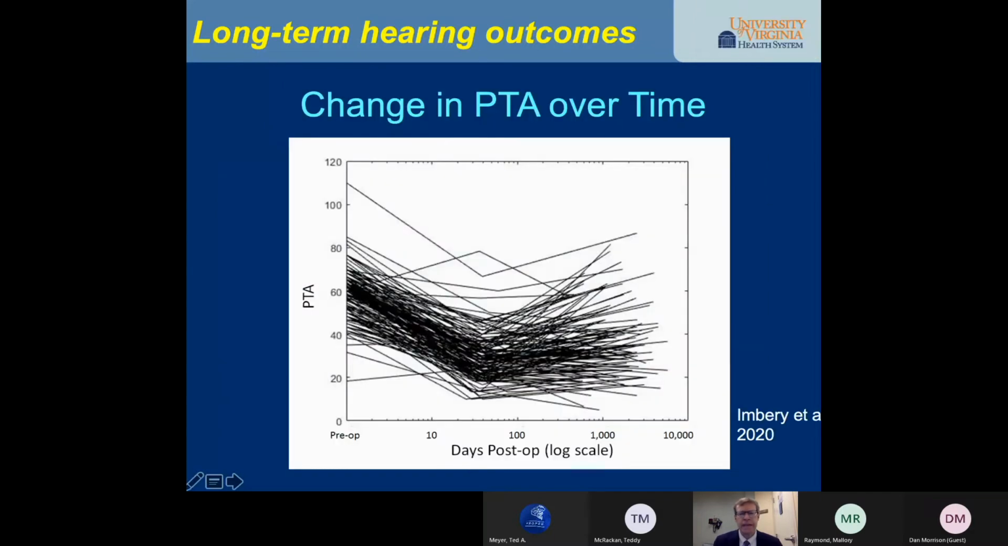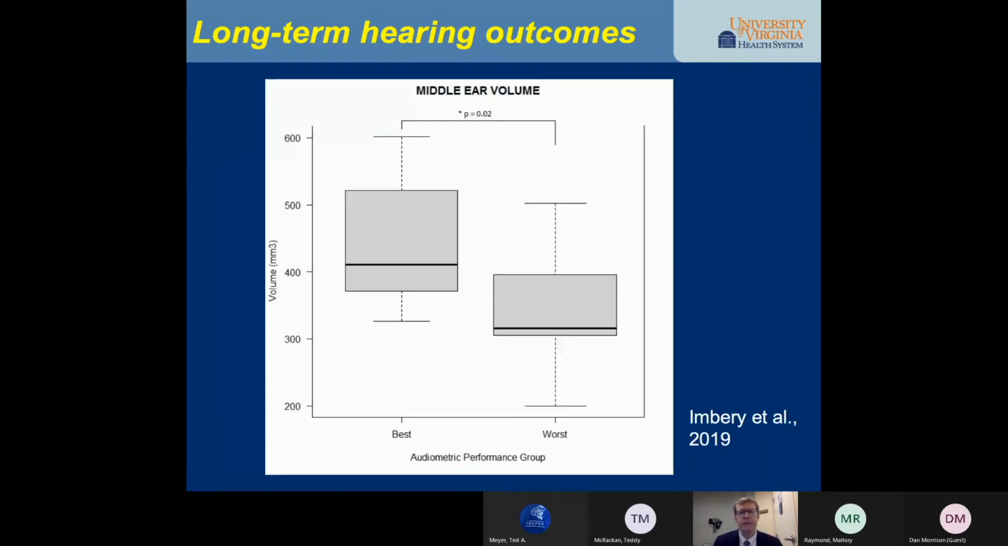And here's a kind of a spaghetti graph showing all of the data. The pure tone average pre-op is along here, the y-axis. Time is along the x-axis. You can see how the pure tone average comes down nicely at the first post-op audiogram, and then there's a wide variability over time. Middle ear volume is predictive. Of those who had the best long-term hearing outcomes, their middle ear volume was much greater than those who had the worst audiometric performance.